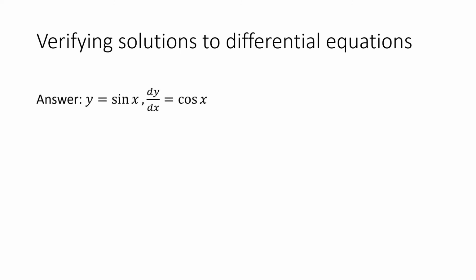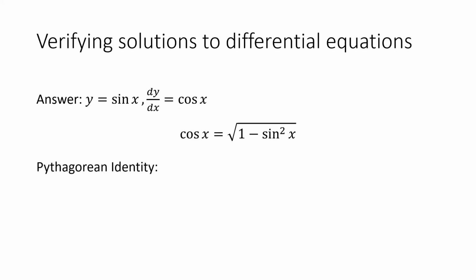Okay, so first, we're going to calculate the derivative of y. The derivative of sine is obviously cosine. Now, let's use some Pythagorean identities here. See that cos x is equal to the square root of 1 minus sin squared x. You should probably recognize that this is true, but in case you don't, by the Pythagorean identity, cos squared x plus sin squared x is equal to 1, and by solving it for cos x, we get the square root of 1 minus sin squared x.